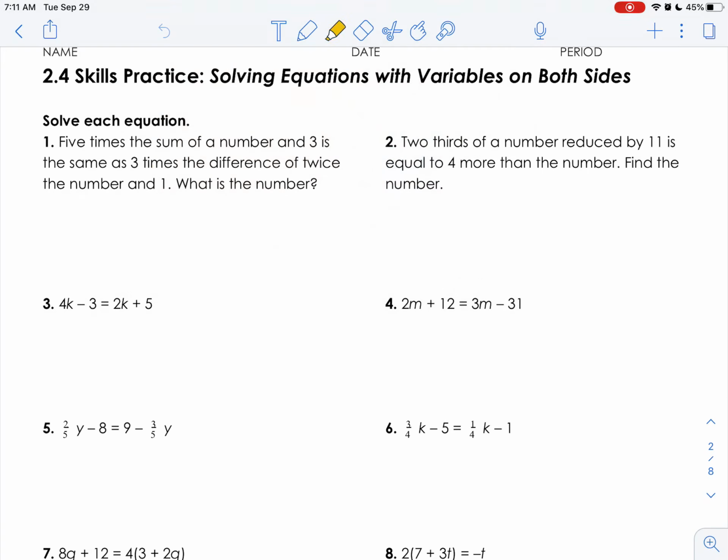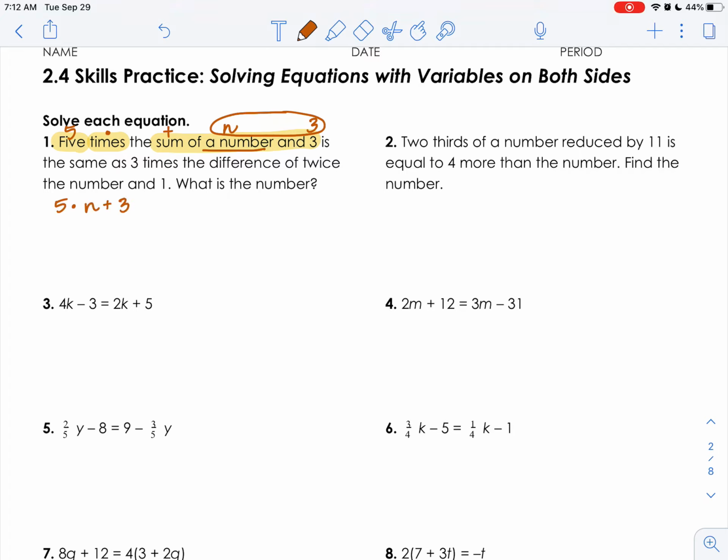So I just want to decode what's going on here. I've got 5 times the sum of a number and 3. That kind of goes together. So 5 times the sum means I'm adding two things together, of a number, I don't know what that number is, so I'll call it n for number, and 3. The sum of a number and 3. So what that means is I'm multiplying 5 times the sum of a number and 3, meaning I'm adding n plus 3.